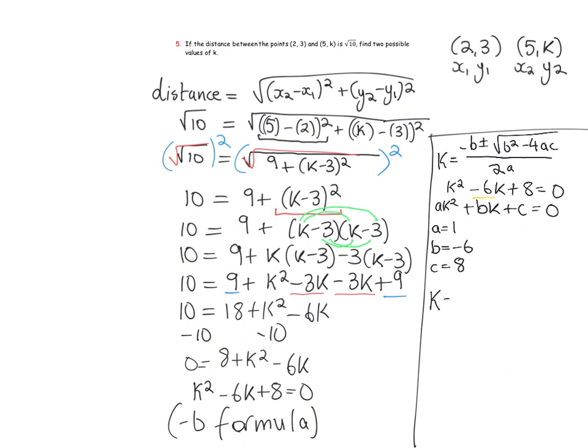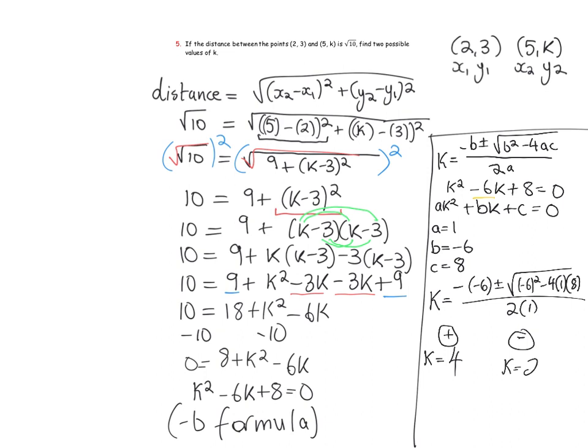So filling that in, we get k is equal to minus 6 plus or minus the square root of b squared, which is minus 6 squared, minus 4 times 1 times 8. And all of that is over 2 times a, which is 1. Now, first of all, we're going to look at the positive side. So when we have the positive side, you're going to get that k is equal to 4. And when we have the negative side, we're going to get that k is equal to 2. So the question then says, if the distance between the points 2, 3 and 5, k is root 10, find 2 possible values for k. And we've just done that. We found that k is equal to 4 and k is equal to 2.